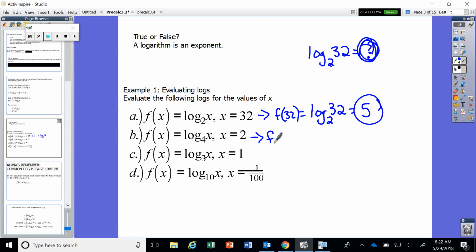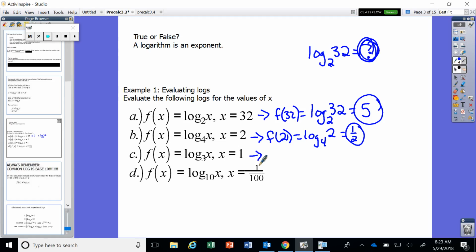On to this one, f of 2. Once again, you're asking yourself, 4 to what power equals 2? And that's what's going to fill in this question mark area. 4 to what power gives you a 2? So think about it. How am I going from 4 back down to 2 with an exponent in there? Well, that's like saying the square root. So it's 4 to the 1/2 power, or the log is evaluated at 1/2.